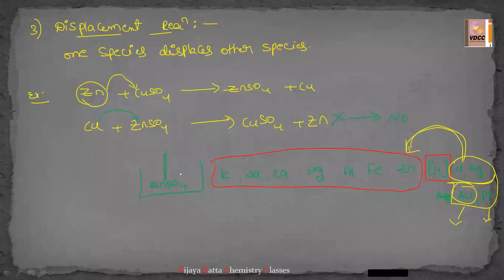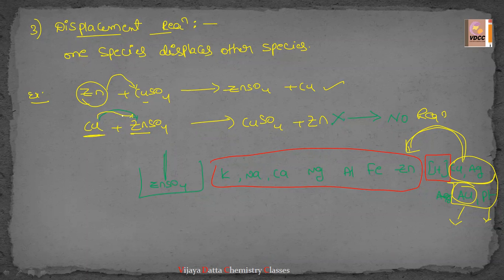So highly reactive metals can displace the less reactive metals. No reaction is possible for this one. This reaction is possible because zinc is highly reactive, copper is less reactive. So zinc can displace copper. Coming to this reaction, copper is less reactive, zinc is more reactive than copper. So copper cannot displace zinc, right?